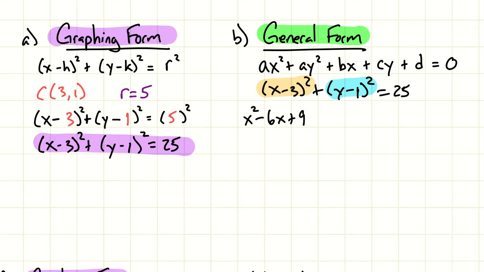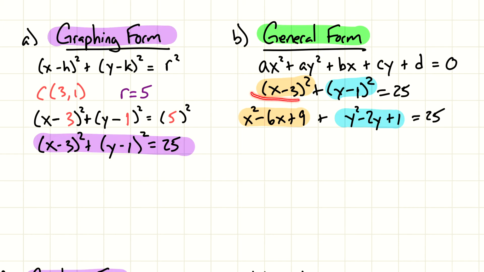And so that is the same there. And then the second part is just our y's, so we're going to multiply that out. Y minus 2y plus 1. Oops, I don't need the parentheses. Y squared minus 2y plus 1 equals 25. Alright, so that's what it would look like if we multiply that out.